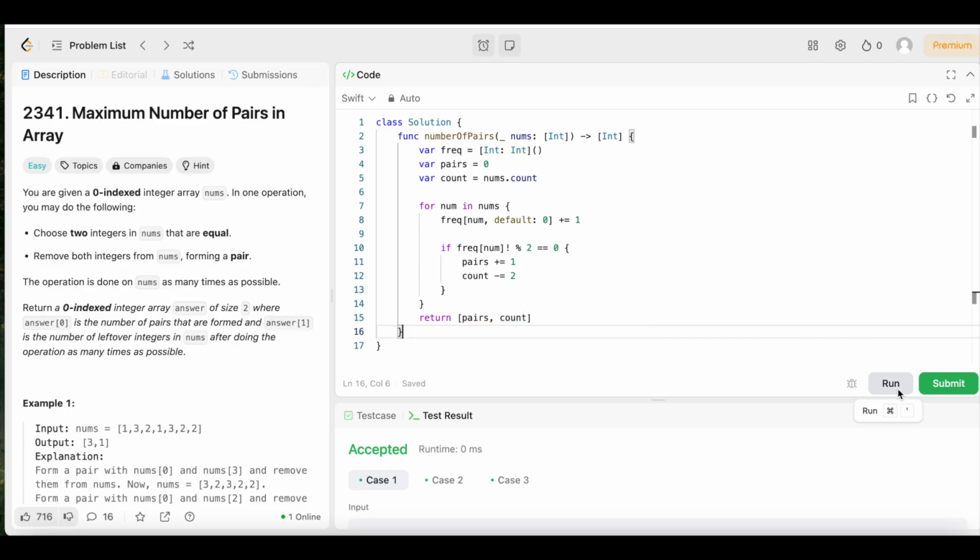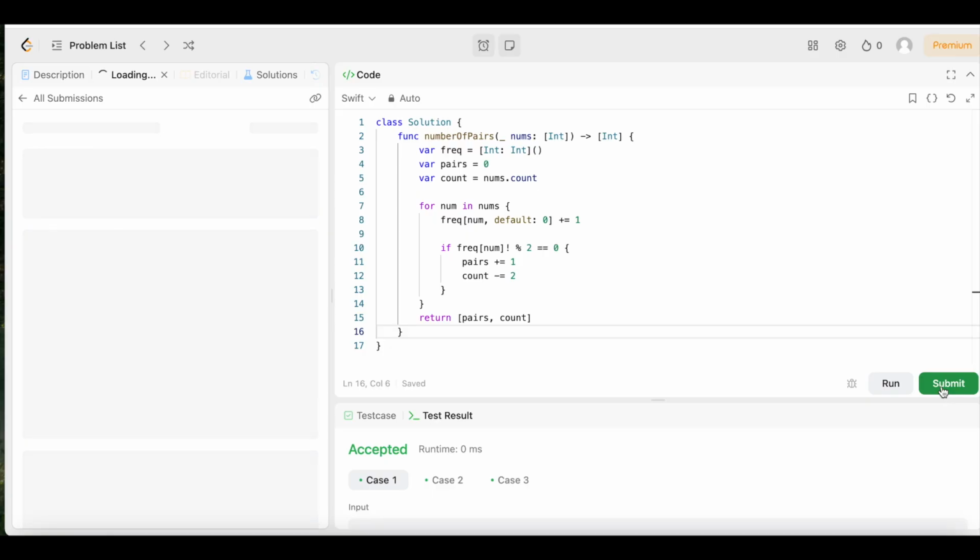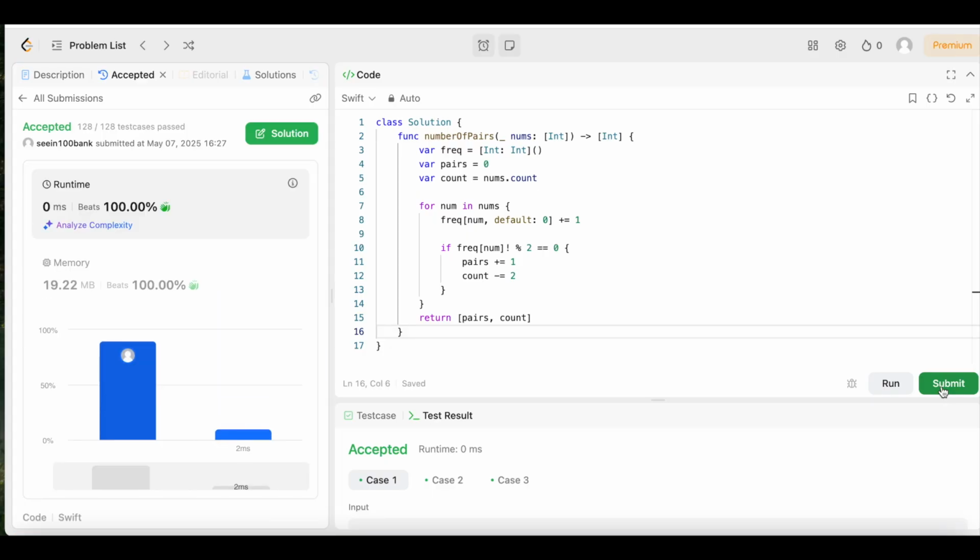So now let's go ahead and run this and make sure it runs properly before we submit it. And it's accepted, y'all. So let's go ahead and submit it. Make sure it's still accepted after we submit it. Let's see. Ooh, look at that. 0 milliseconds beats 100% of users. That's what I'm talking about. That's what I like to see.